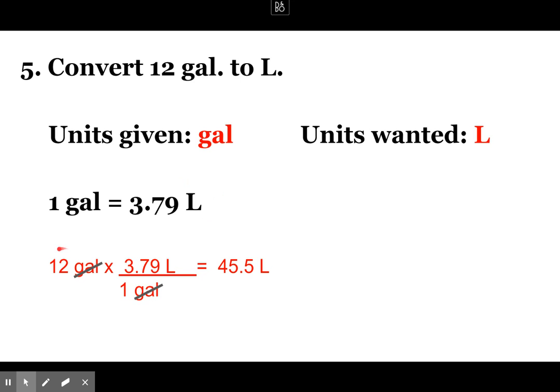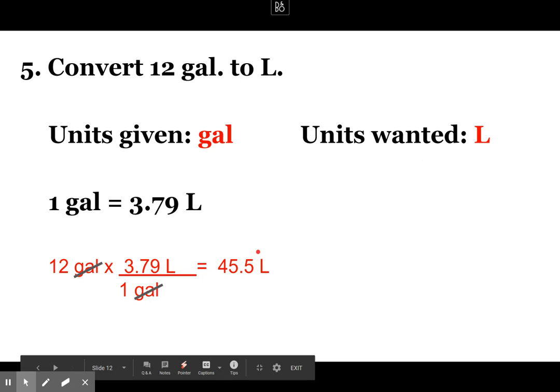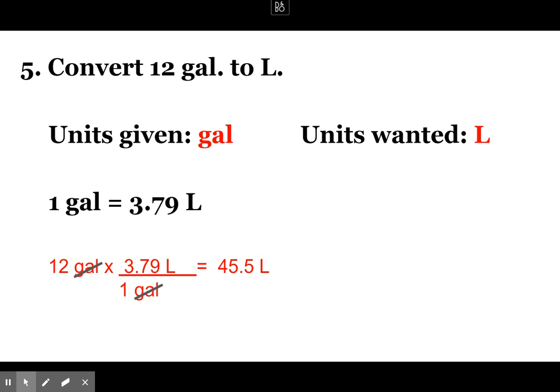So we're starting out with what we were given, our 12 gallons. We're going to set up our conversion factor of in 1 gallon, there's 3.79 liters. So now we get to cancel out our gallons, and we're ending up in our units wanted of liters. And so now we multiply 12 times 3.79, and that's how we get to 45.5 liters.